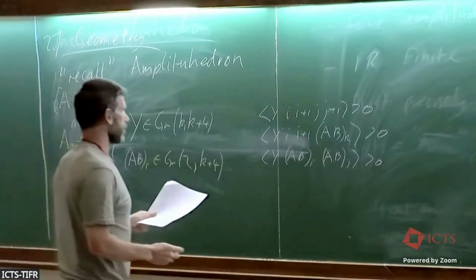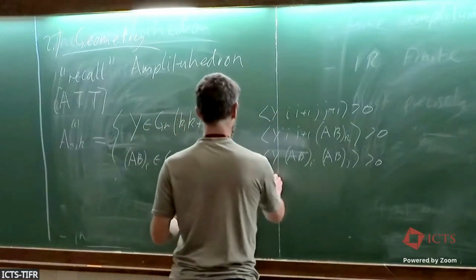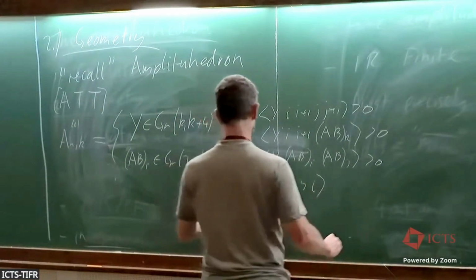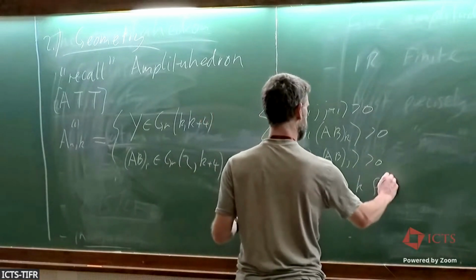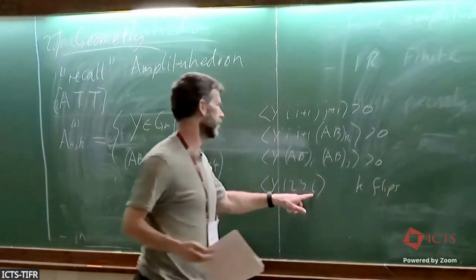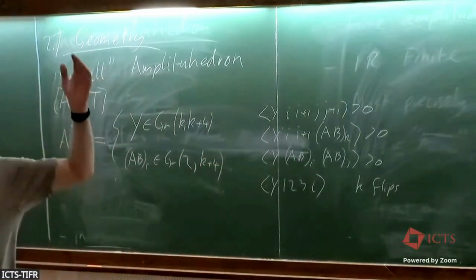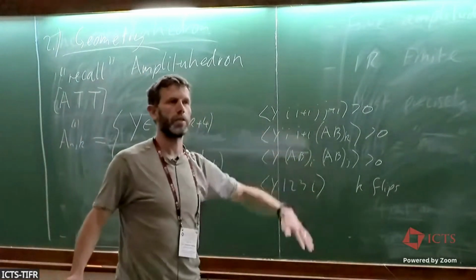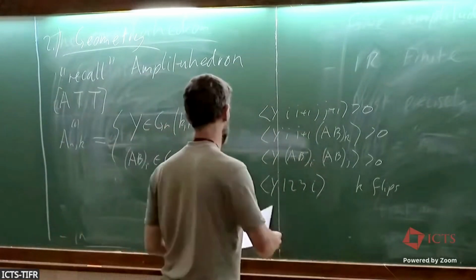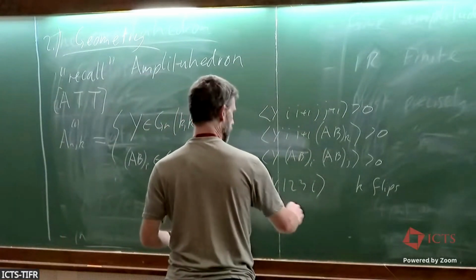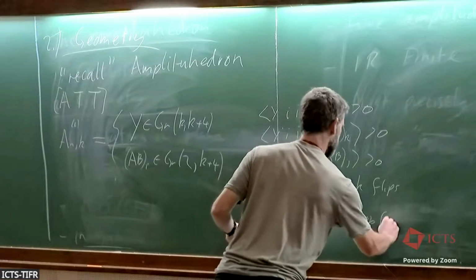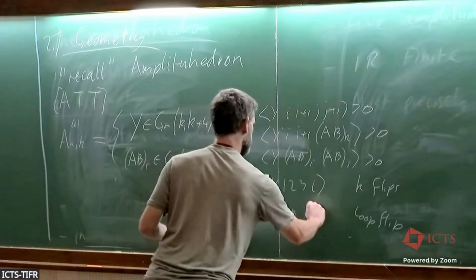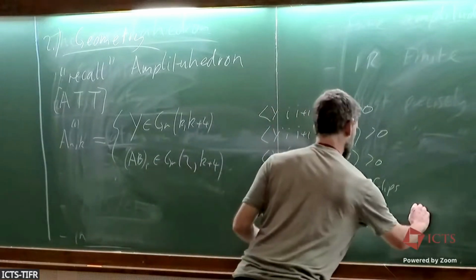Okay, and then they also have these flipping number rules. 1, 2, 3, I has K flips. That means as I runs from 4 to N, the sign changes. So this can be positive and negative, but it changes K times as you go from 1 to N. And then there's a loop version as well, a loop flipping. Maybe I don't need to write that down. It's something like Y, A, B, I has K plus 2 flips, I think.